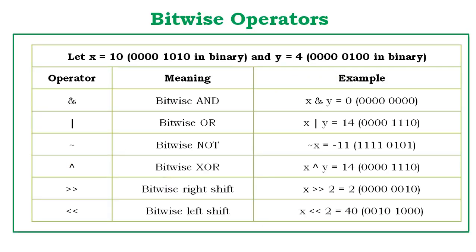Now this one is the most important part of your operators: bitwise operator. Suppose I am taking x is equal to 10 and y is equal to 4. First of all, we have to convert these numbers into binary. Binary of 10 is 1010 and binary of 4 is 0100. You have already completed this in first semester of your BCA.